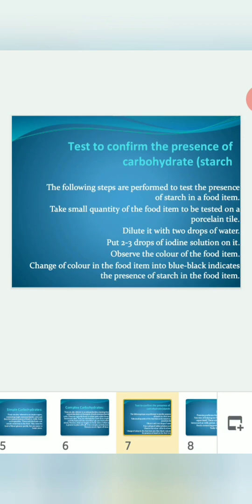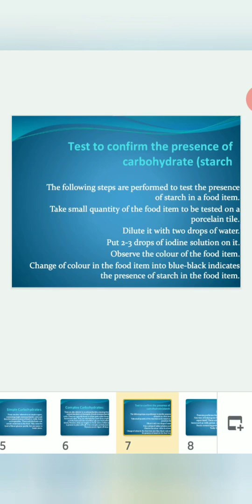Now test to confirm the presence of carbohydrate, that is starch. How do you test the presence of carbohydrate? There are some steps and methods to find it. So let us see the method. The following steps are performed to test the presence of starch in a food item. Take a small quantity of the food item to be tested on a porcelain tile.